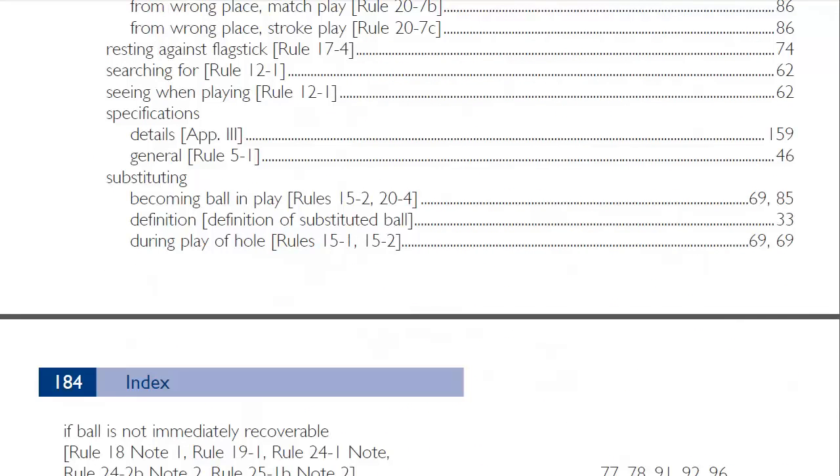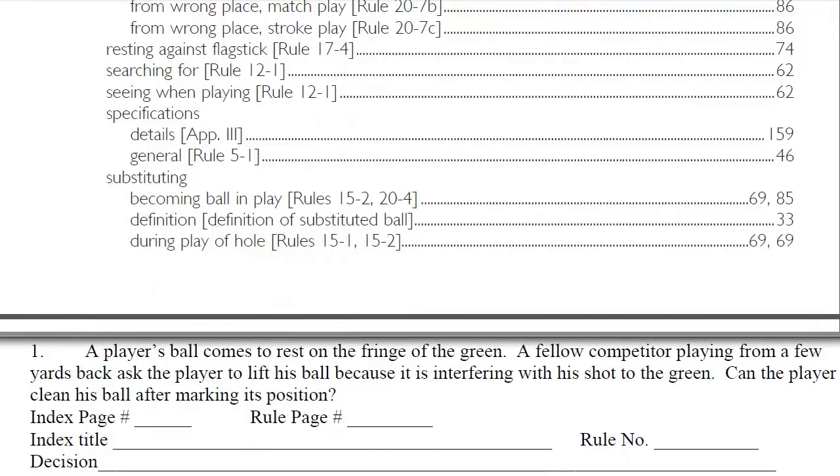So we're going to start our exercises. Hopefully you've gone to our documents page at Tour School and you were able to download and print the index worksheet. And we're going to take these questions and work them through how we would do a ruling quickly on the golf course by having the book handy. So here you go. First question.